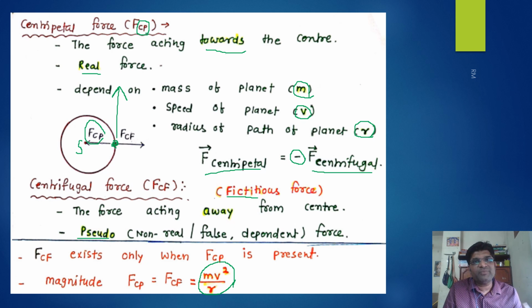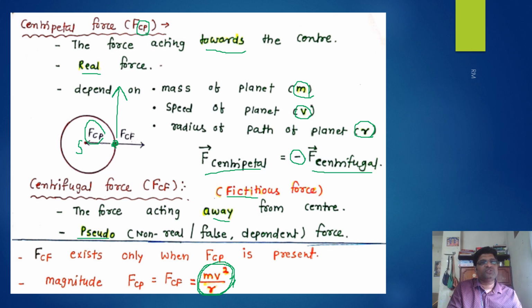Why have I used the word dependent? Because it doesn't have its own identity, it doesn't exist on its own, it exists only when the centripetal force is present. So whenever there is centripetal force, there will be the centrifugal force equal in magnitude and opposite in direction. Is that clear? And what is the magnitude? Magnitude here is equal to mv square by r. Got it? So centrifugal force exists only when centripetal force exists, and it acts away, and that is not the real force. Got it?